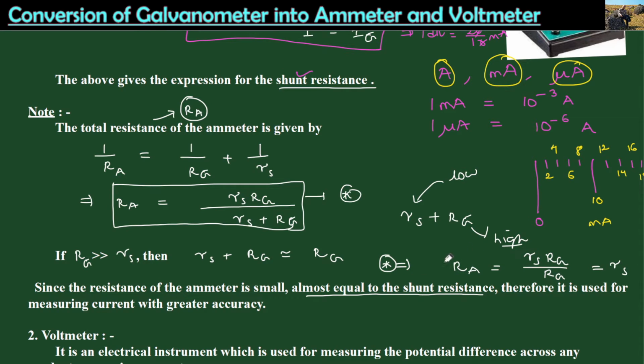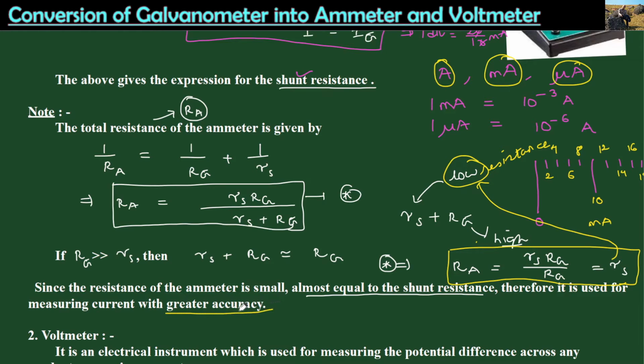This is a very important concept: the resistance of the ammeter Ra will be equal to Rs. Since this Rs is very, very low, for finding the current in any electrical device, the ammeter should have low resistance. The resistance of the ammeter should be very, very low, so that you can measure the current with greater accuracy.